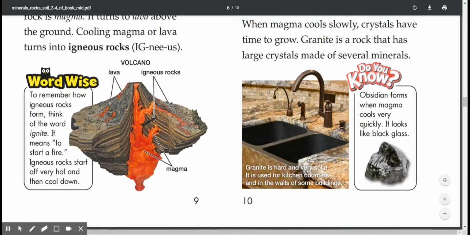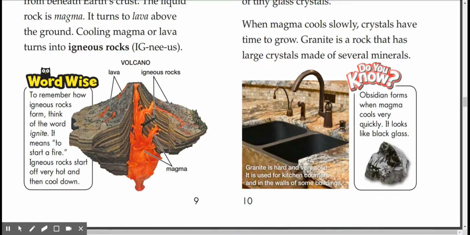To remember how an igneous rock forms, think of the word ignite. It means to start a fire. Igneous rocks start off very hot and then cool down. So igneous, volcano. If you can remember that volcanoes have magma and lava, and that igneous rocks are formed by volcanoes, by that magma and lava, you'll be good.